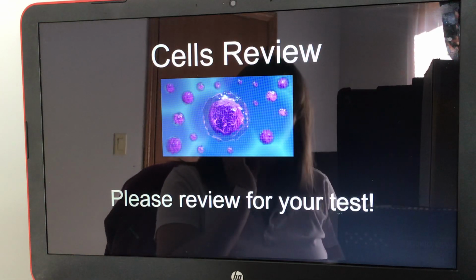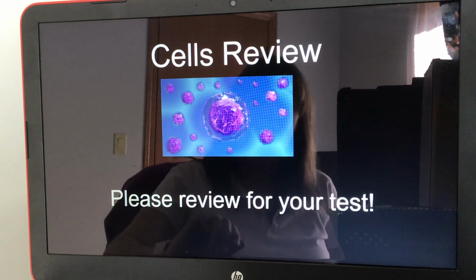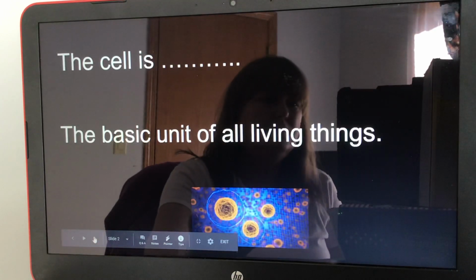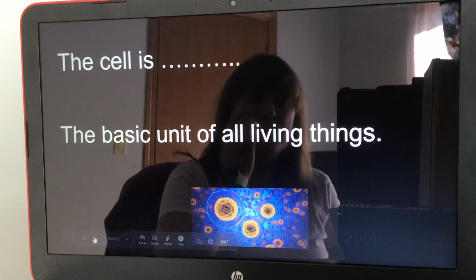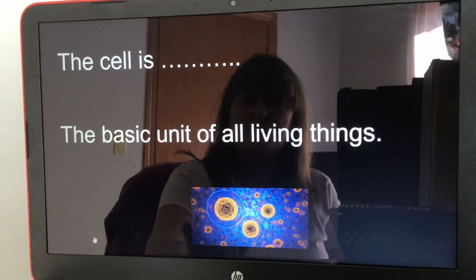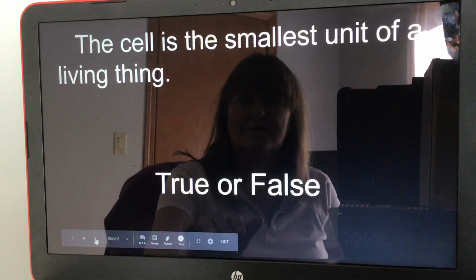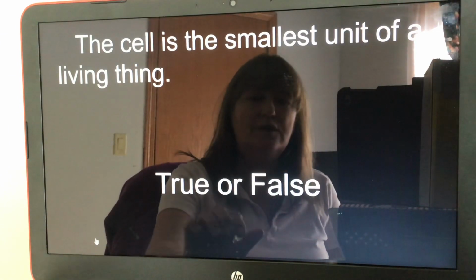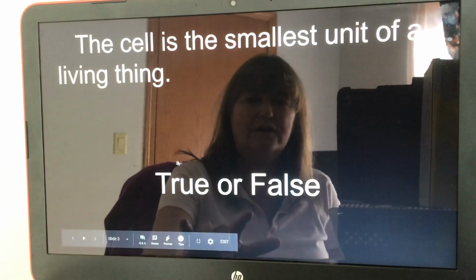Okay, we've been working on cells. This is review before your test. The cell is the basic unit of all living things, so you should remember that. The cell is the smallest unit of a living thing. Is that true or false? I'll give you a hint.